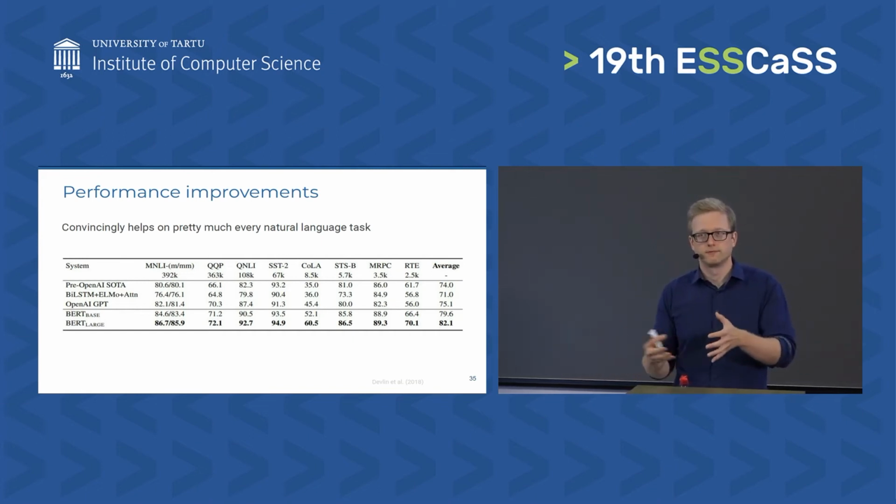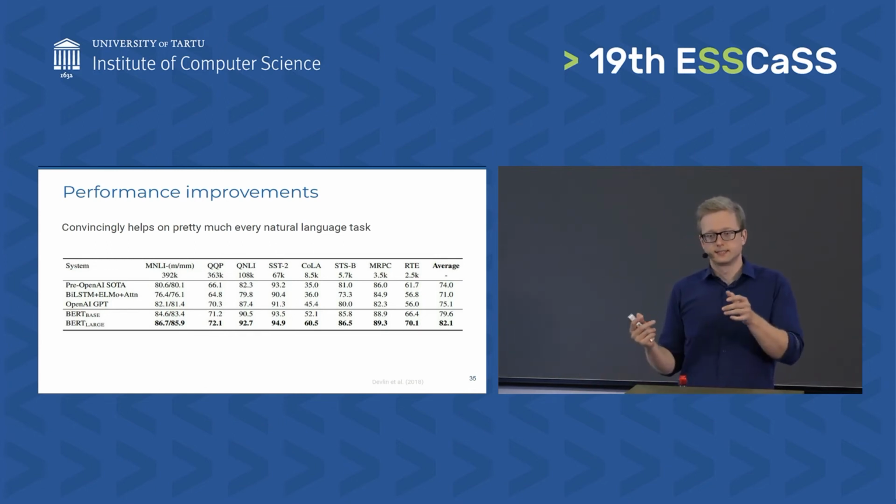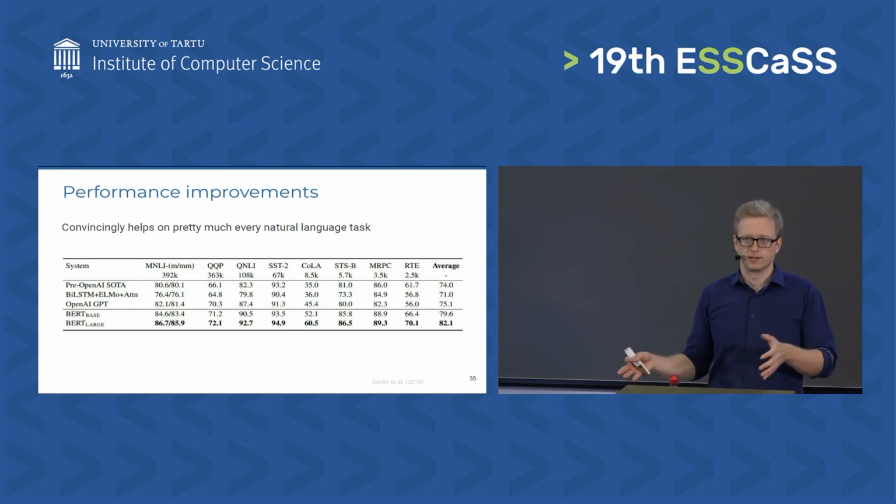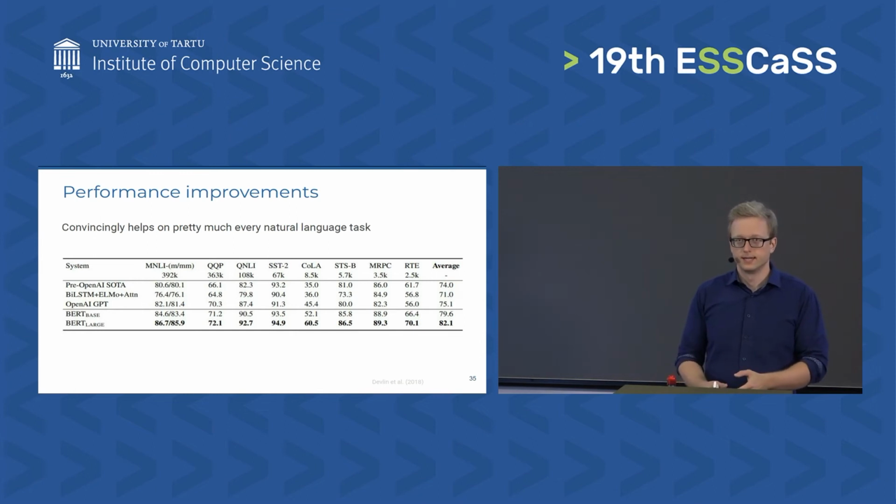These types of models have now become very common. It's gotten to the point where it's difficult to find any NLP application that doesn't use a pre-trained transformer model. So they just give so much of a performance improvement that if you want to get competitive results, it doesn't make sense to not use it.